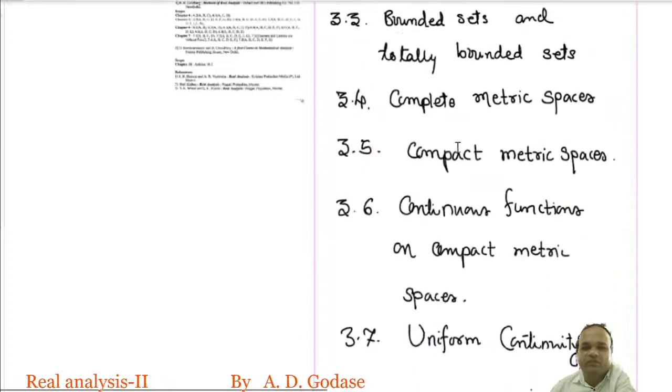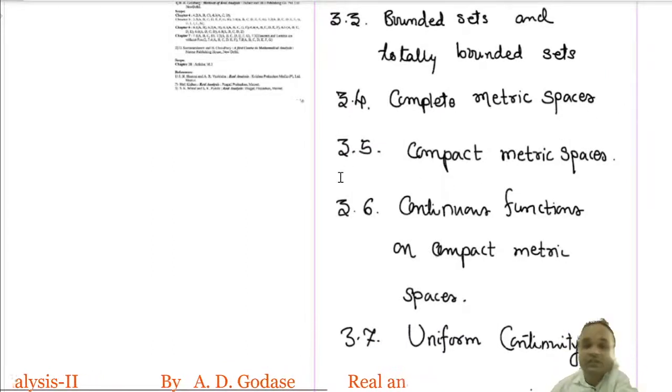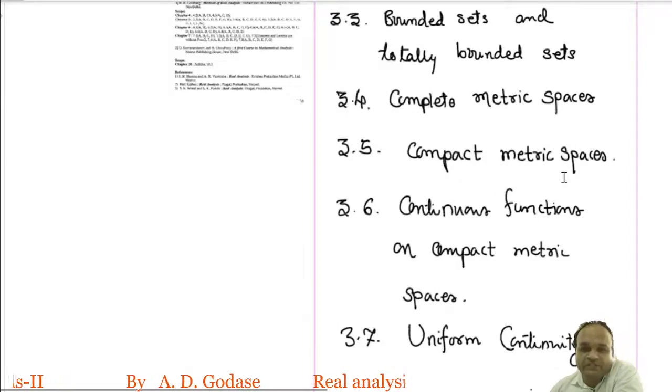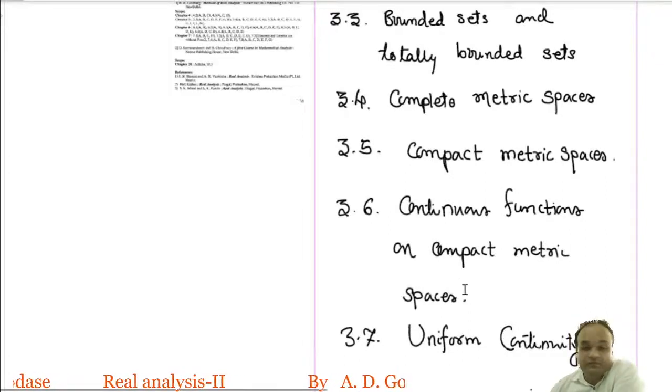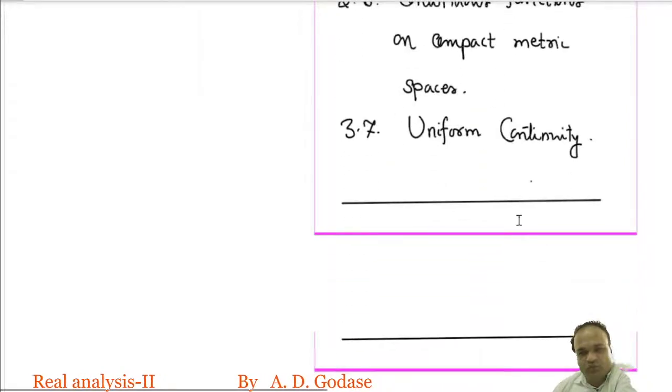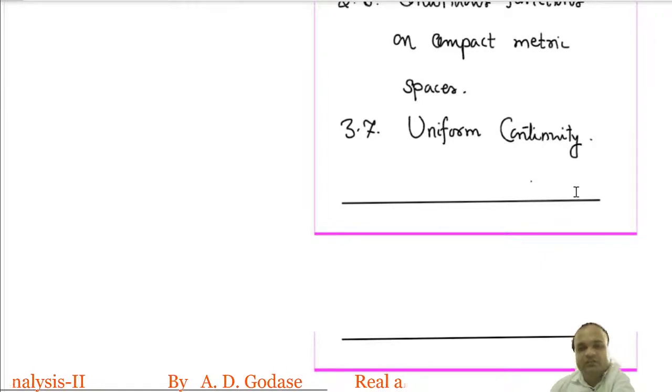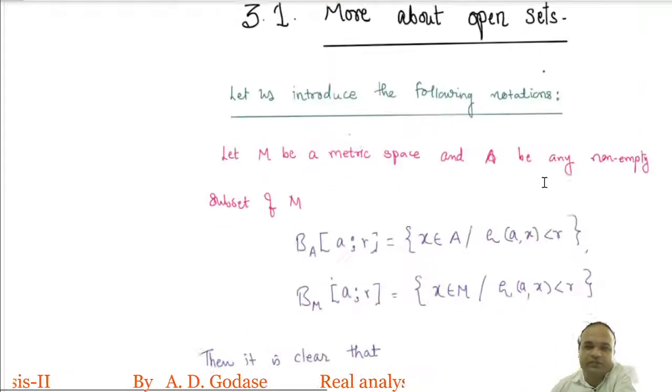In 3.4, we will define complete matrix spaces and some theorems on complete matrix spaces. In 3.5, we will see compact matrix spaces and some properties of compact matrix spaces. In 3.6, we will see continuous functions on compact matrix spaces, certain forms of the definition of continuous function on matrix spaces, and lastly we will define uniform continuity. In 3.7, there is just the definition of uniform continuity and one main theorem on uniform continuity. So this is chapter number 3.